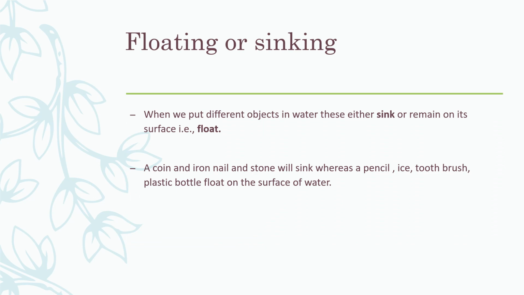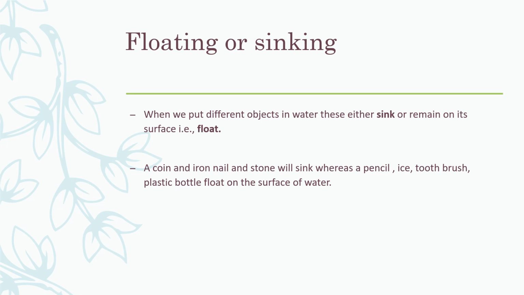Floating or sinking. Now, what is the meaning of floating or sinking? When we put different objects in water, they either sink or they remain on the top. Sink means something which gets to the bottom. So a material which is denser, heavier, will sink. Sink means to go down. And something which is lighter will float.